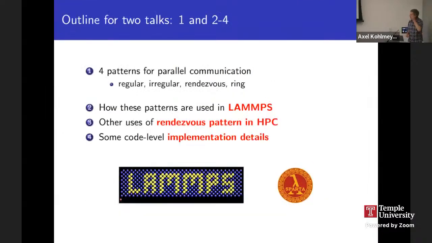Okay, so this is my overall outline. In the previous talk, just a few minutes ago, I was talking about topic 1, these 4 forms of communication patterns that we discussed. Now I'm going to dive in a little more detail, show you how these patterns are actually used in LAMMPS, give you other uses of the rendezvous pattern in other kinds of HPC applications, both simulations and analysis, and then give you some code level implementation details in LAMMPS as well, that hopefully will put some meat on the bones as far as how this is actually done.